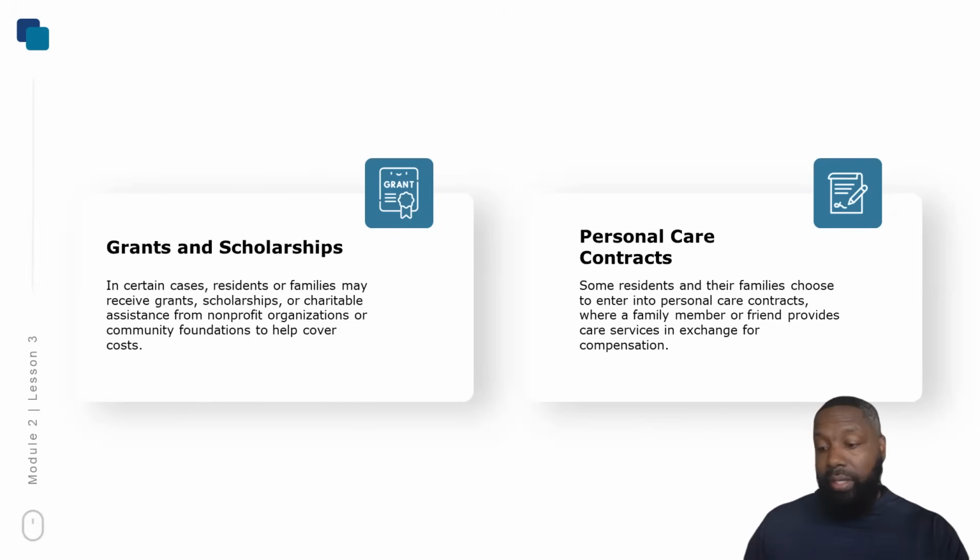And when you're writing up these agreements, in the contract, in the resident agreement, you always write your regular price. So if your price is $6,000, you write $6,000.